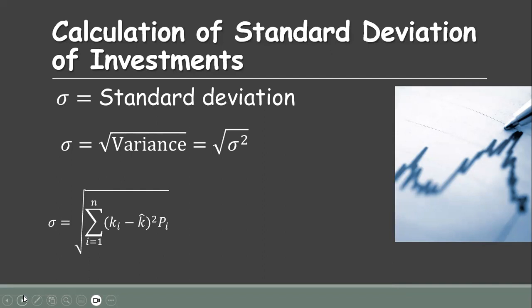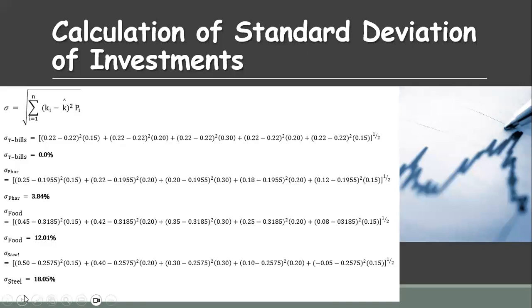Thereafter, we have the calculation for the standard deviation. Standard deviation equals the square root of the variance. Variance equals the sum of (Ki minus K bar) squared multiplied by probability, where K bar is the expected return, Ki is the return on each investment, and i represents the number of investments. Here we have the calculation for T-bills, because in case of a T-bill, the return on investment and the expected return are the same. So after calculating, the T-bill standard deviation comes to 0%.